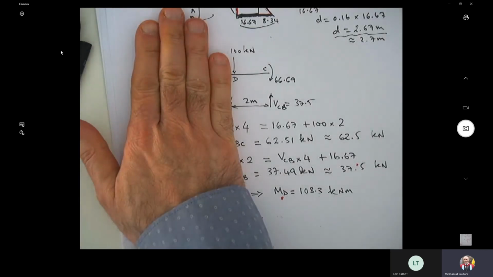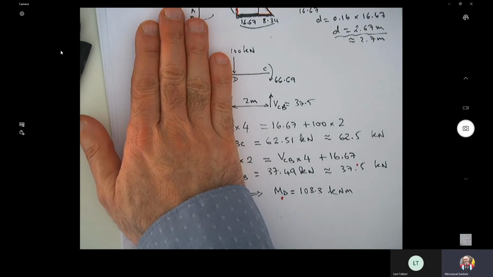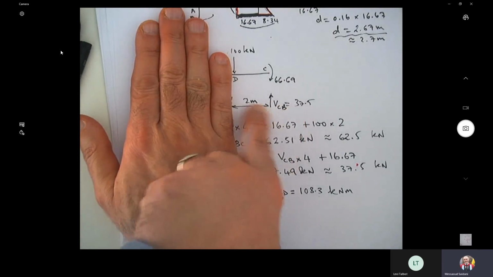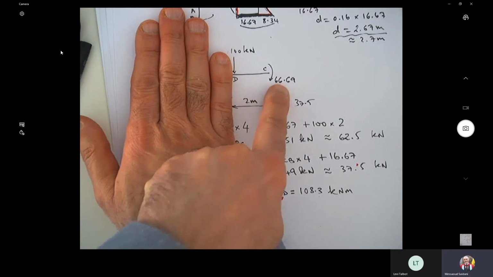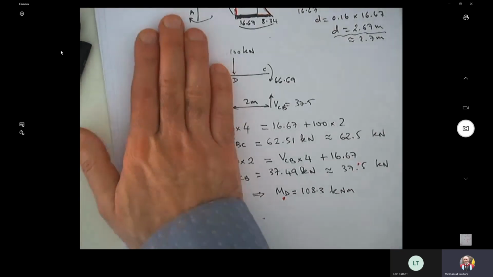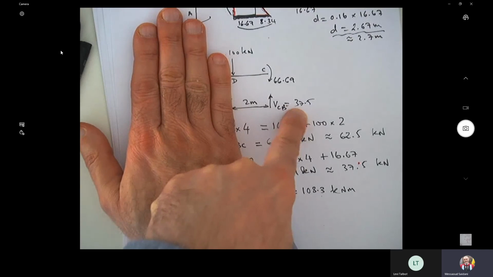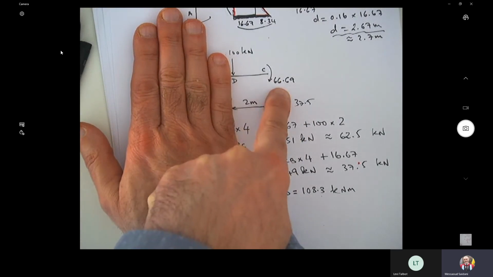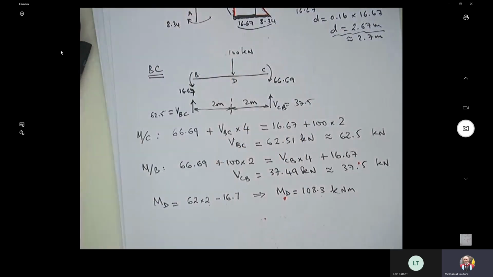So try that. If you do it from the right side, it will be 37.5 times 2 and then minus 66.7. The moment at D would be 37.5 times 2 minus 66.7. And hopefully you should get 108. Doesn't add up, right? It doesn't give you that.